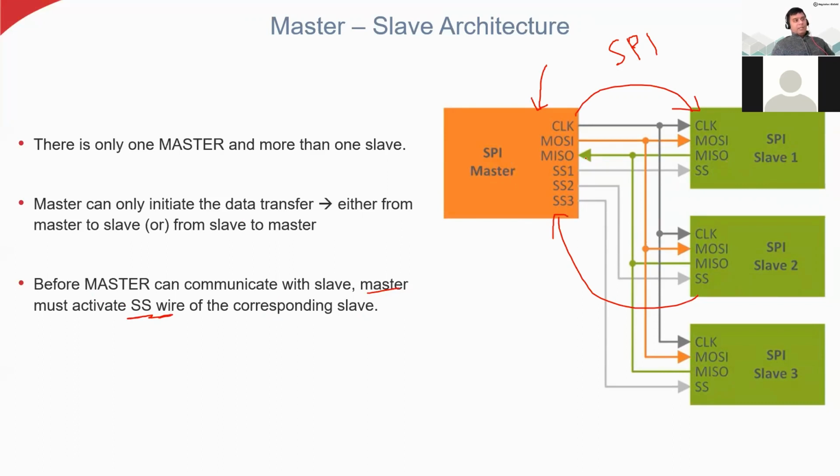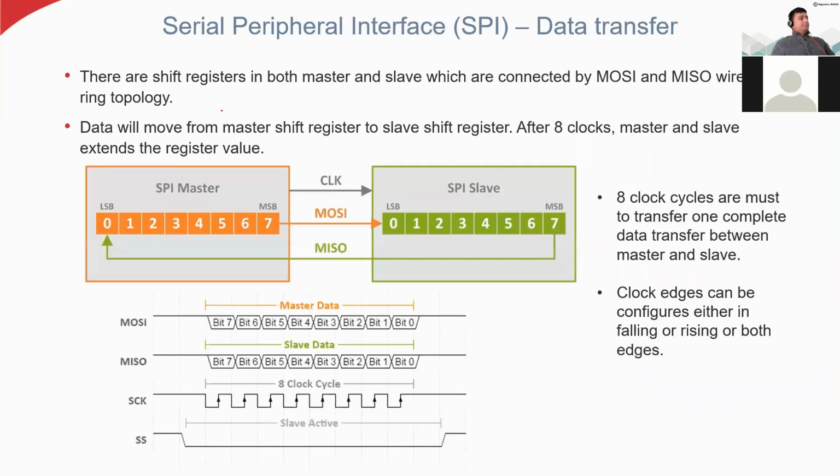For example, here you can see this master has 4 signals, right? Clock, MOSI, MISO, and then SS1, SS2, SS3. Each SS wire corresponds to one slave. So SS1 is connected to slave 1, SS2 is connected to slave 2, SS3 is connected to slave 3. If it enables SS3, then it means the master wants to communicate with slave 3. Either master can send the data to slave or slave can send the data to master.